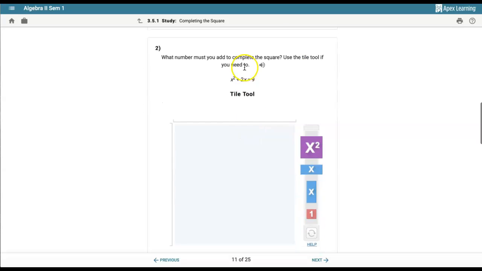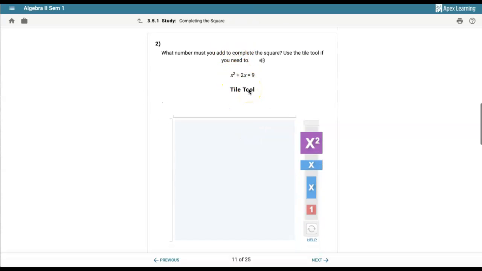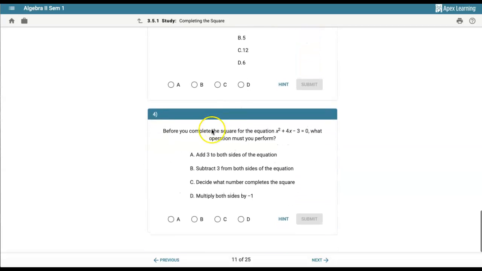All right. Same thing though. It's asking you just to be able to complete the square. So if you can do that without the tile tools, you are good to rock and roll here. All right, and looking at this one example here, because it's in words, before you complete the square for the equation x squared plus 4x minus 3 equals 0, what operation must you perform?